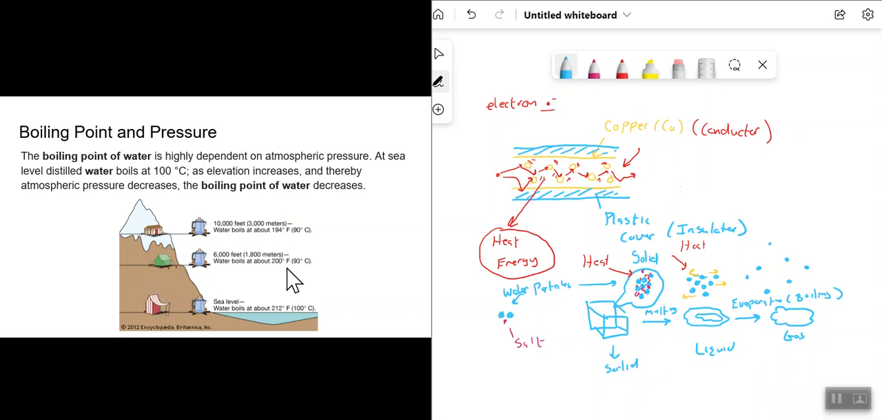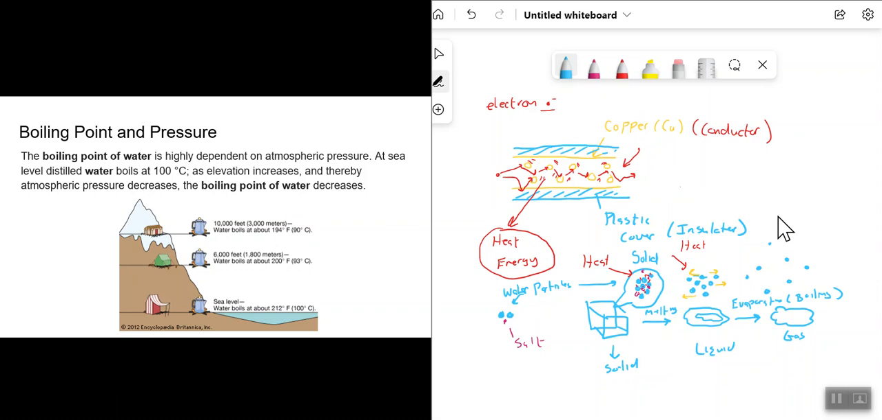And so if you look, for example, at sea level, it takes 100 degrees Celsius of heat energy to boil water. As you go up to 6,000 feet, it takes about 93 degrees Celsius. And then if you go up to 10,000 feet, you're talking 90 degrees Celsius. So it lowers the boiling point.